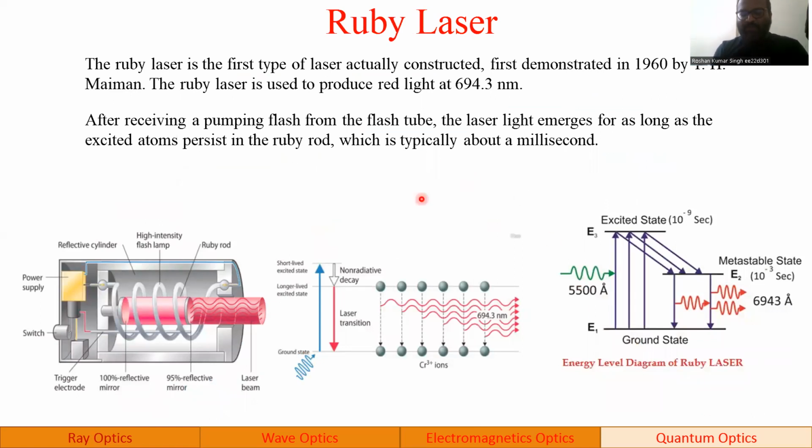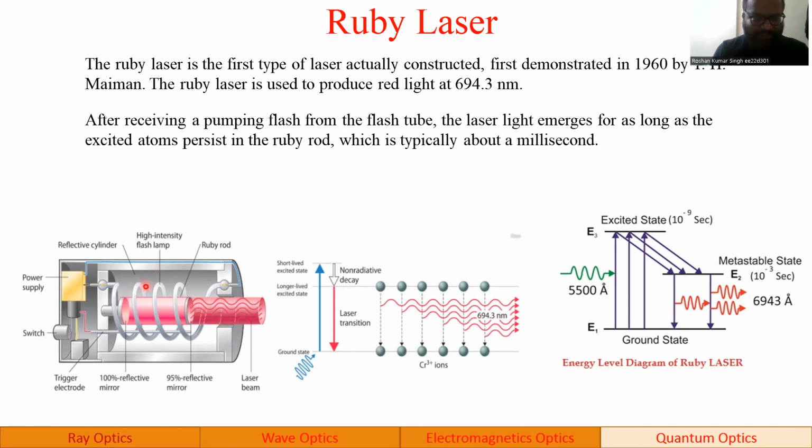Here we discuss the Ruby laser, since it's the first laser which was developed. We see that the pumping source is a flash light, and the gain medium is a chromium-doped material, in which the chromium ion is the gain material.